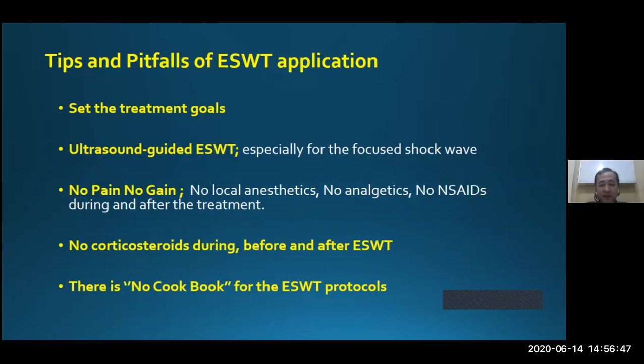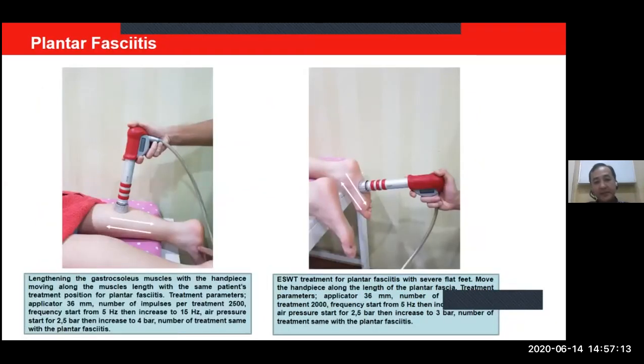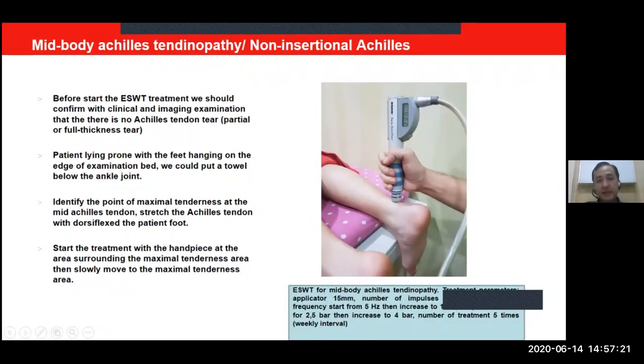Okay, this is some of the techniques which I usually use for plantar fasciitis. The patient lies prone with the feet hanging on the edge of the examination table with a towel, and then I put the handpiece with these parameters, and then I also treat the gastrocnemius-soleus muscle here, and then this is for mid-body Achilles tendinopathy or non-insertional Achilles tendinitis here.